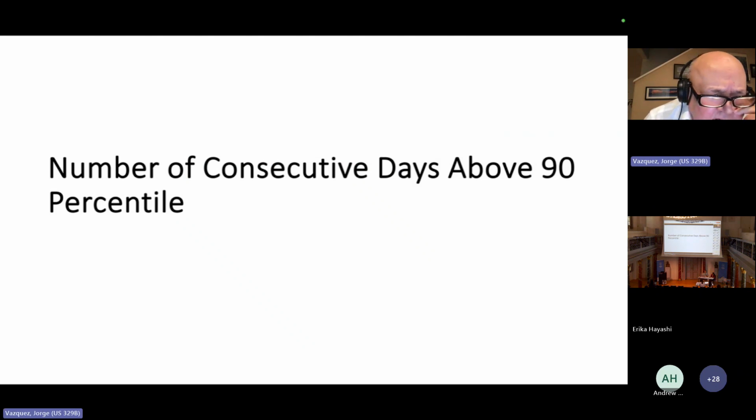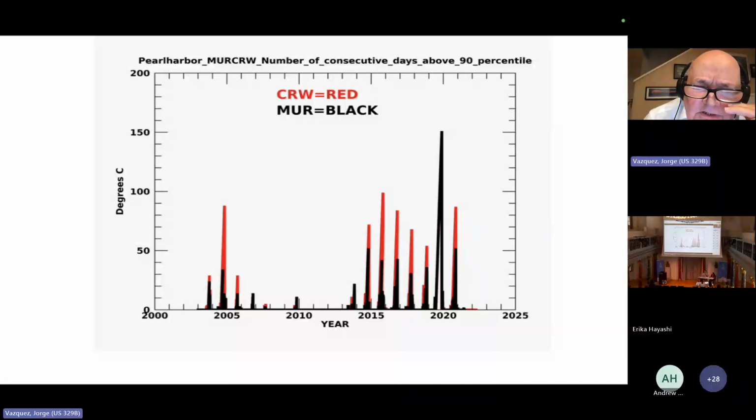So the number of consecutive days above the 90th percentile, and this just shows you the increase in the number of days above the 90th percentile, especially past 2015. And you'll see there are time periods, I just thought this was amazing, 150 consecutive days above the 90th percentile as you get to 2020.